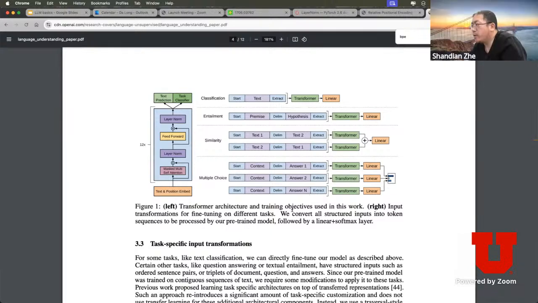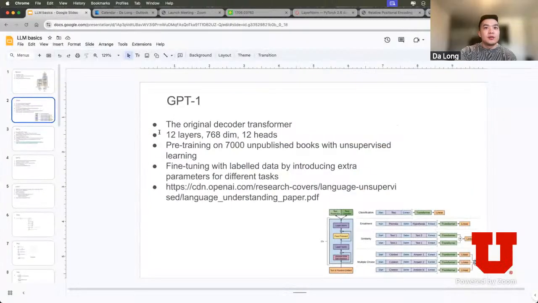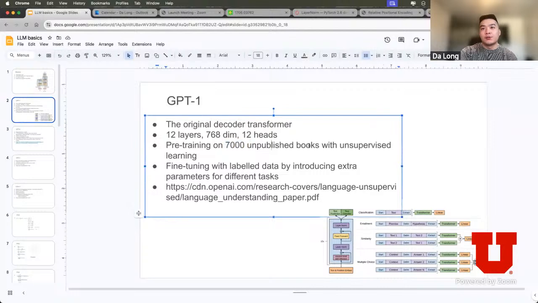But were they trained on a very large data set? Yeah, they pre-train on 7,000 unpublished books.